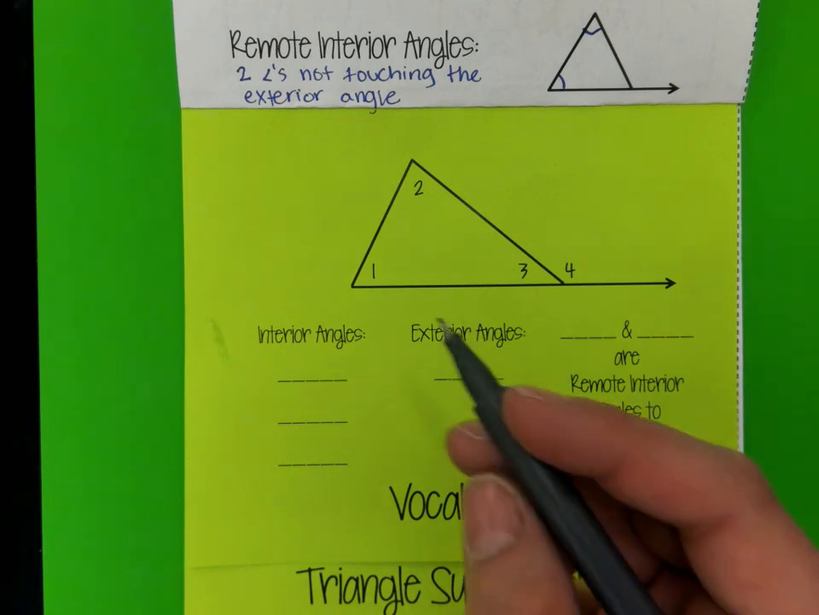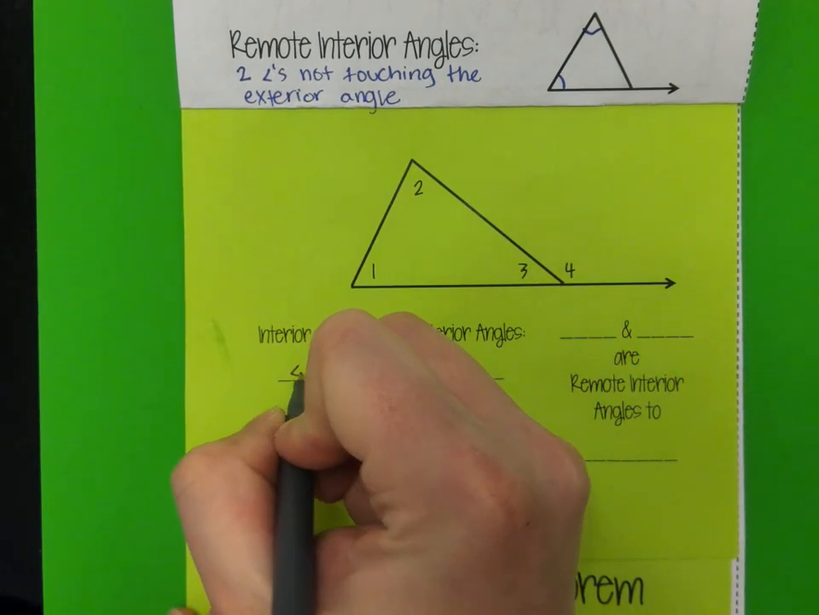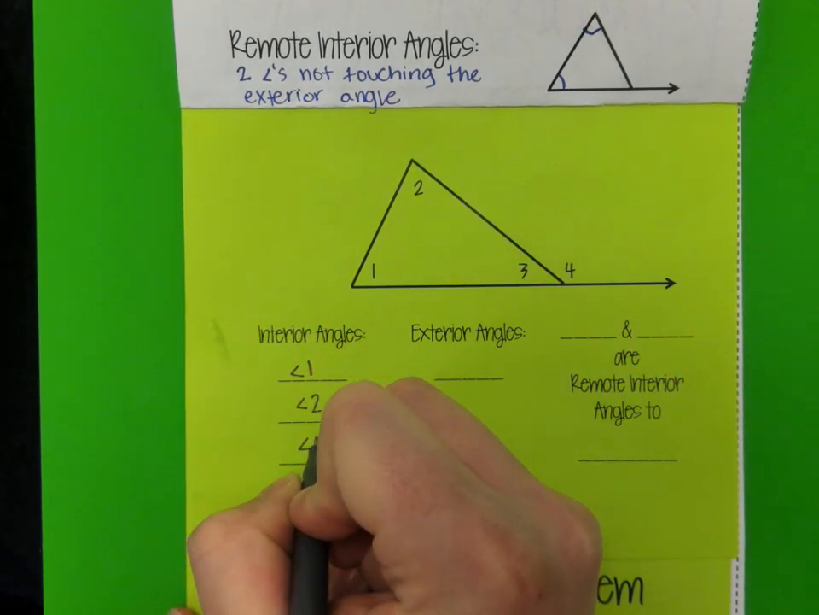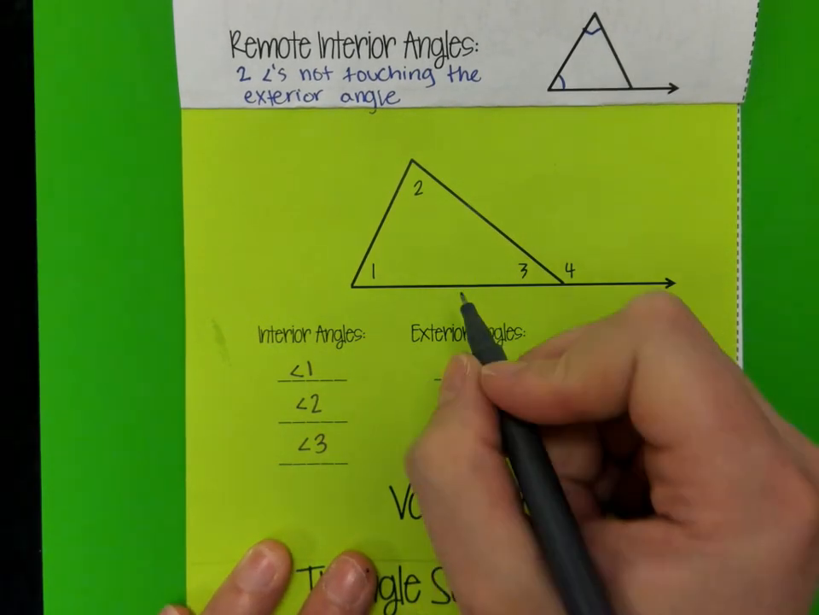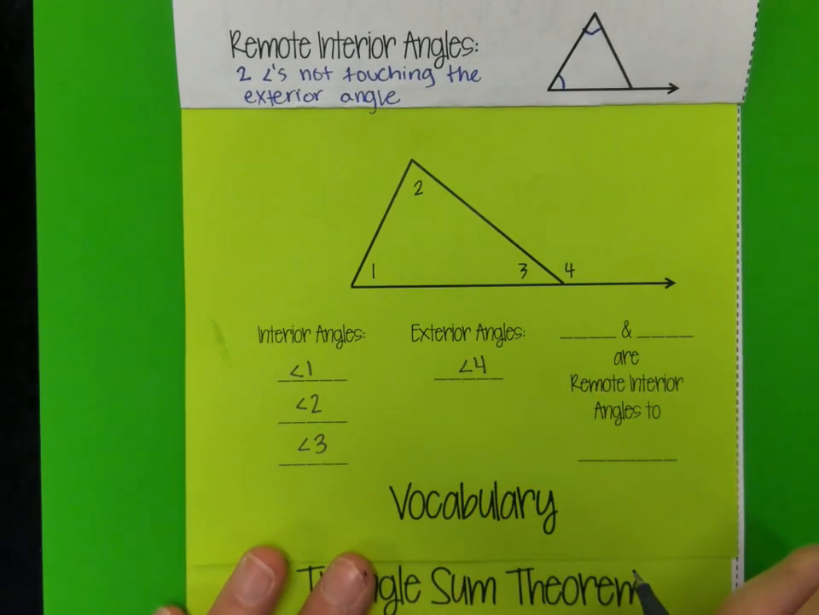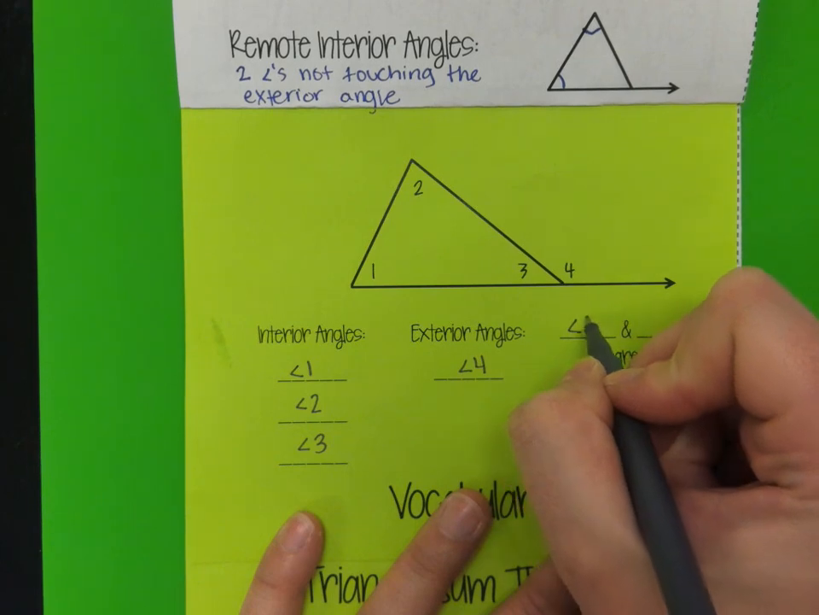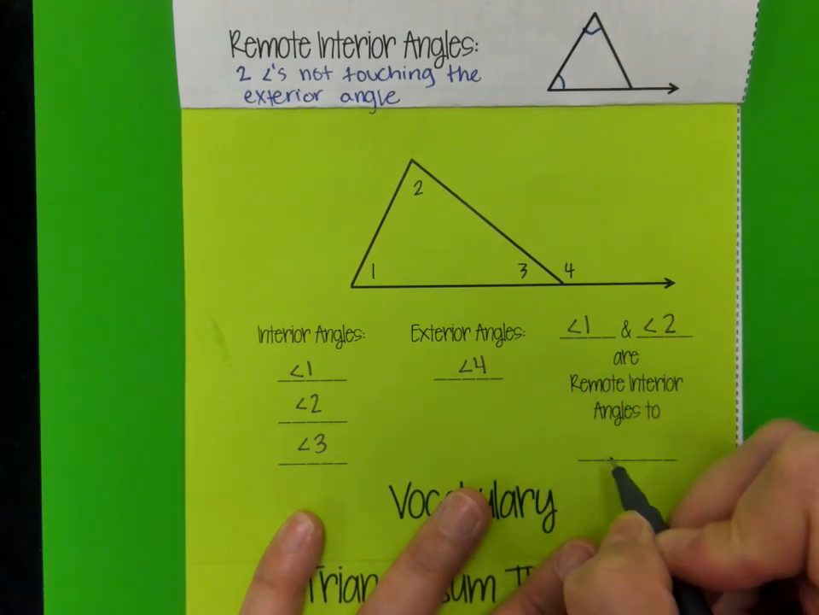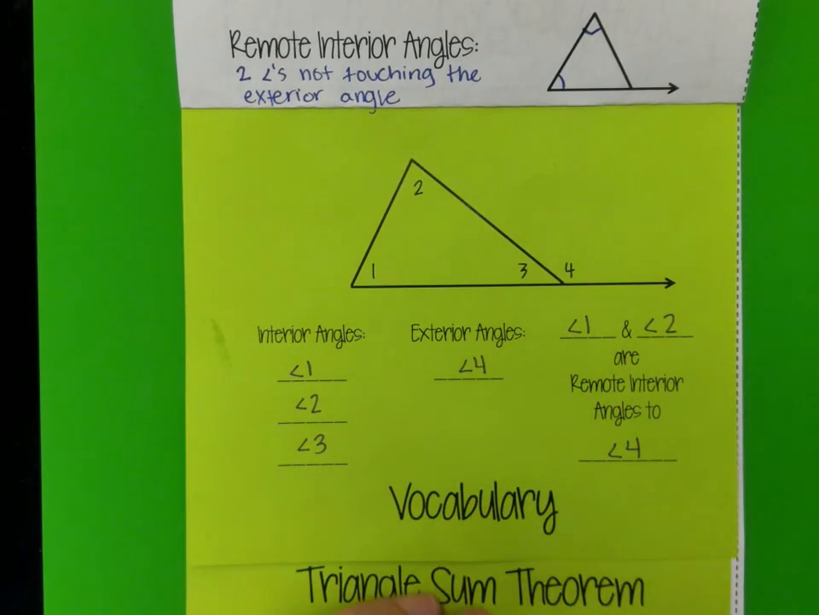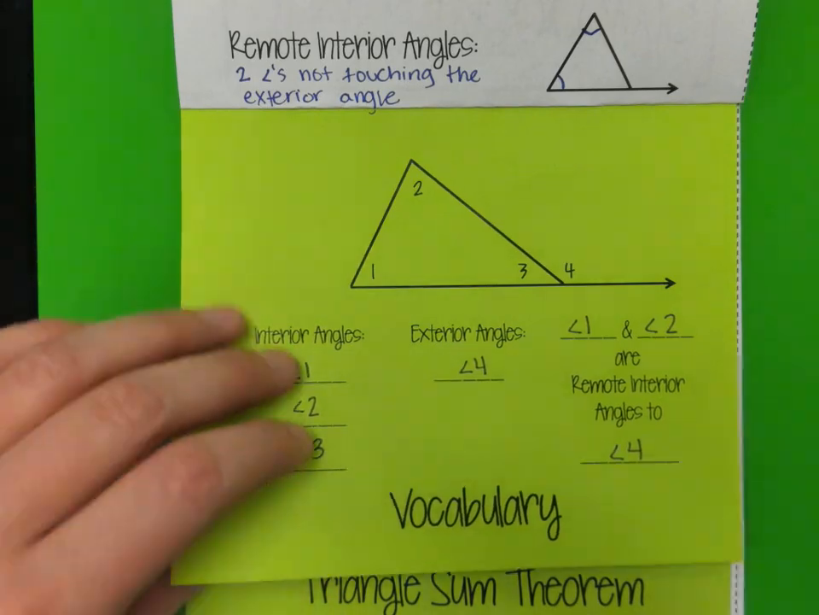All right, so interior angles means we have angle 1, angle 2, and angle 3. Exterior angle is angle 4. And then your remote interior angles are angles 1 and 2, and they are compared to angle 4. So go ahead and turn the page.